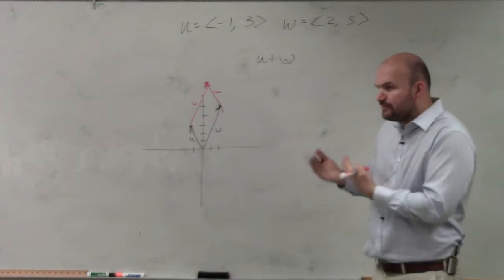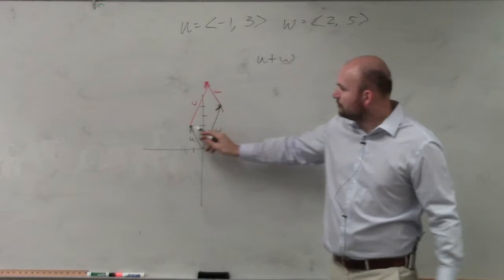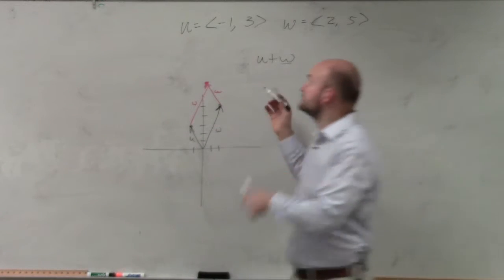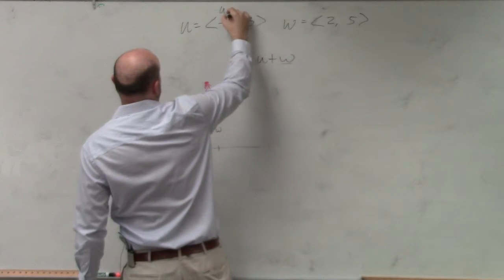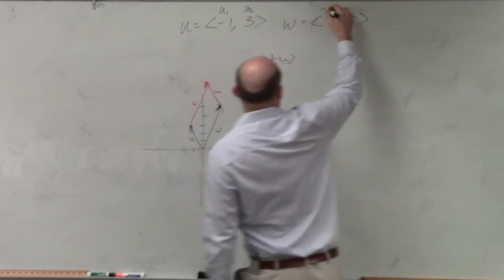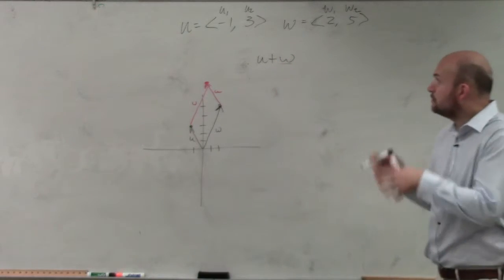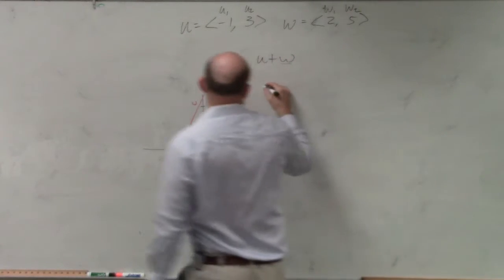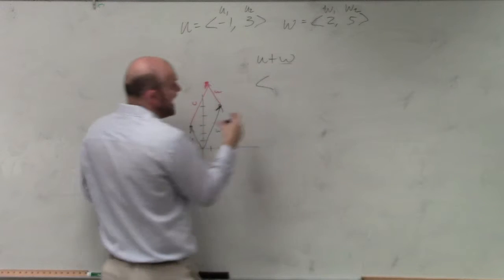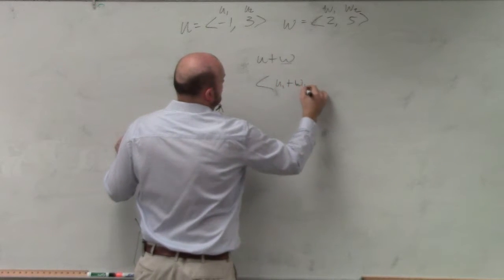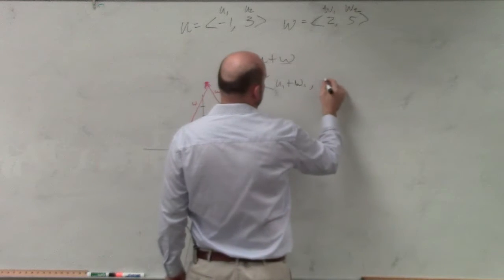So in reality, what are we really doing with vector addition? We're really combining the first components, and we're combining the second components. So we could say this is u1, that's u2. This would be w1, and that's w2. So when we're doing vector addition, all you're simply doing is adding the first components and then adding the second components.